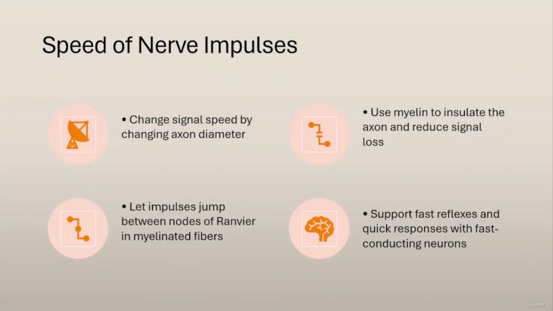Not all neurons send signals at the same speed, and the speed depends mainly on two things: the diameter of the axon and whether the axon is covered by myelin. The myelin acts like insulation, allowing the signals to jump between gaps called nodes of Ranvier, and this jumping makes the signal much faster than it would be otherwise. And this is why reflexes happen so quickly, because the neurons involved are built for fast conduction.